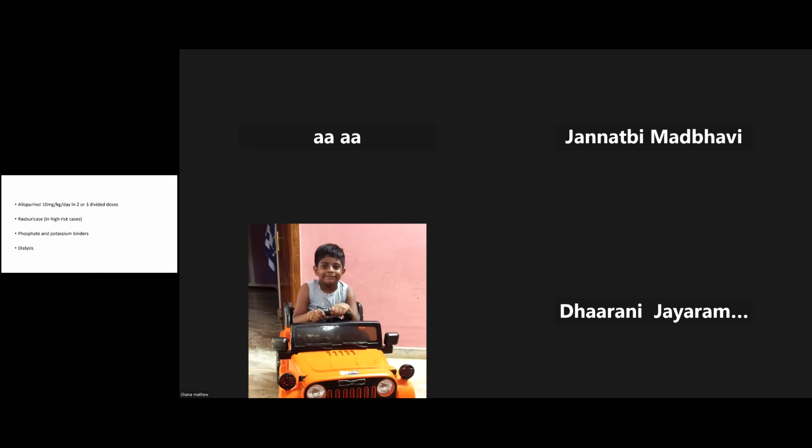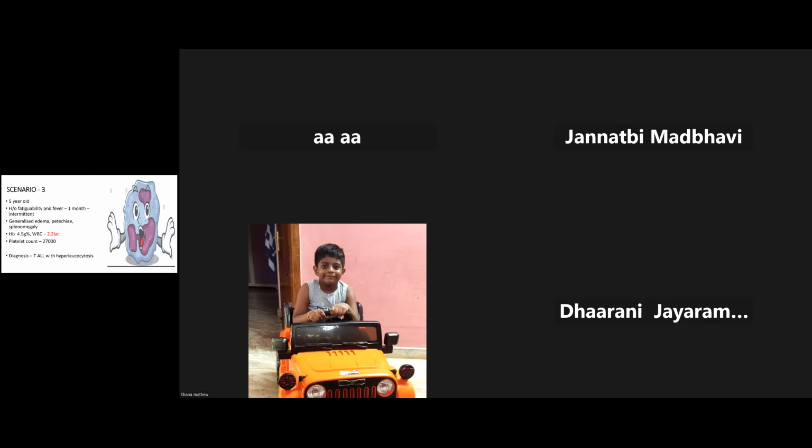The pharmacological interventions: allopurinol should be started at 10 mg per kg per day in divided doses. Rasburicase in high risk cases or if the child is already in TLS. Phosphate and potassium binders. Dialysis if the child is refractory to all the above mentioned medical management. So what are the points to remember in the management of TLS? No addition of potassium in the fluids. Inform the critical values as early as possible for early intervention to prevent end organ damage.